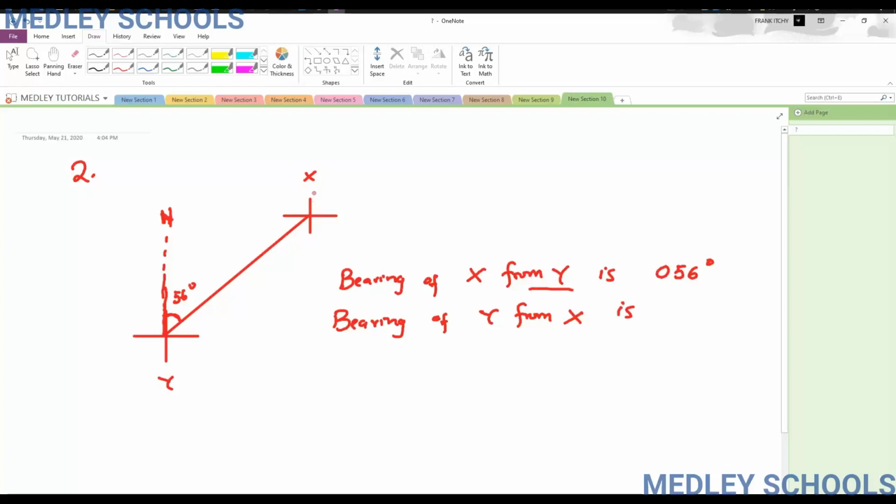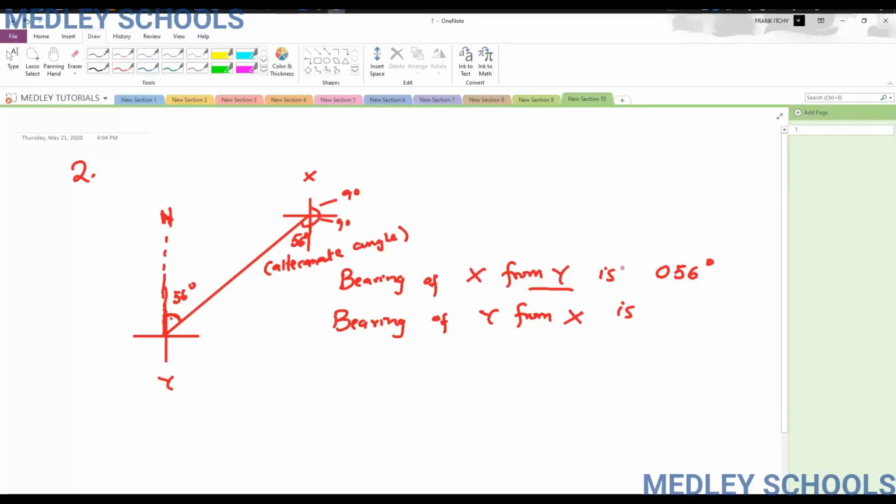Now we're going to write it from X, that is from here to this side. Now you know that a quadrant is 90 degrees. That means this is 90, this is 90, and you don't know this side. But from your knowledge of angle, this side is equal to this side. So this is 56 degrees. Why? Alternate angles are equal.